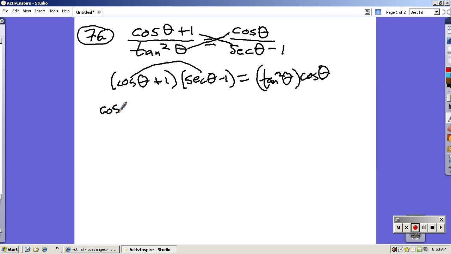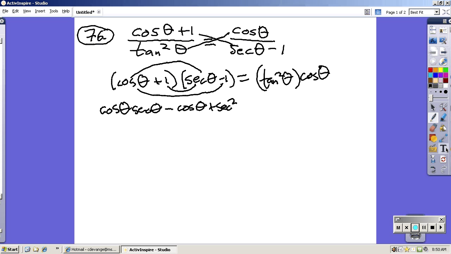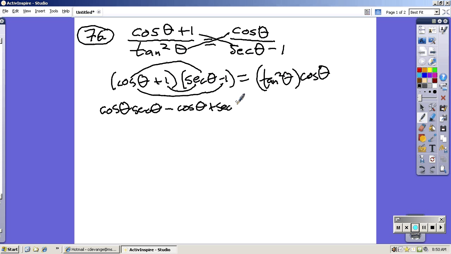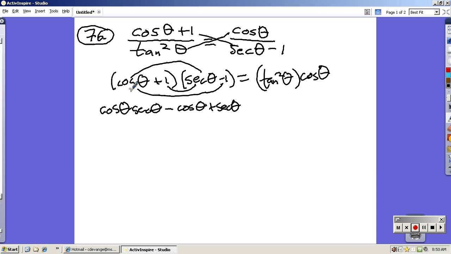And I'll just write that out, and I'll worry about what it is in a second. So cosine theta times secant theta, minus cosine theta plus secant theta. Whoops, not squared, secant theta. And then what do I need to do? Oh yeah, 1 times negative 1 is minus 1. And I actually am proving this equal. I'm not sure that this is equal yet. I'll worry about this right side in a sec.